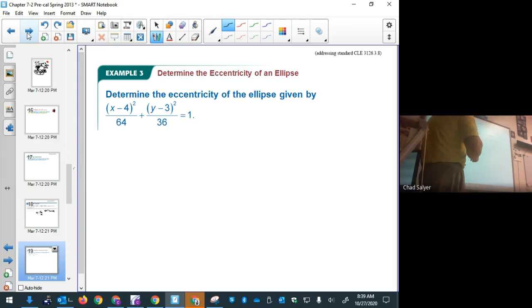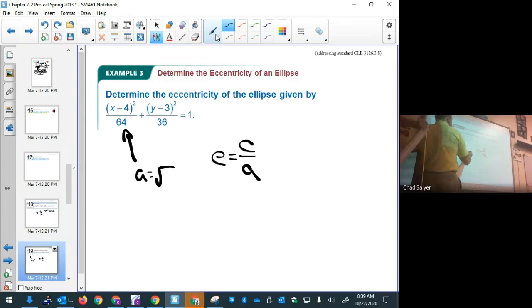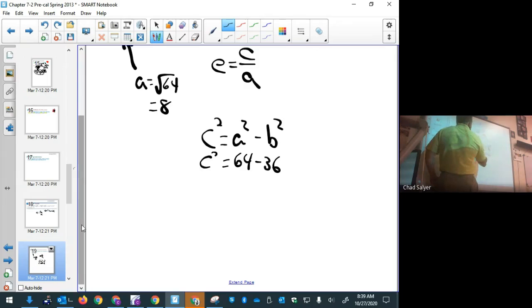So let's determine the eccentricity. Remember that e equals c over a. So we need to find c and a. Here I see that a is the square root of 64, or 8, and c squared is going to equal a squared minus b squared, which is 64 minus 36. And so that's 58, 38, is that right? No, 28. Double checking myself here. So that'd be 58, 28, yes. And so c is going to be radical 28.